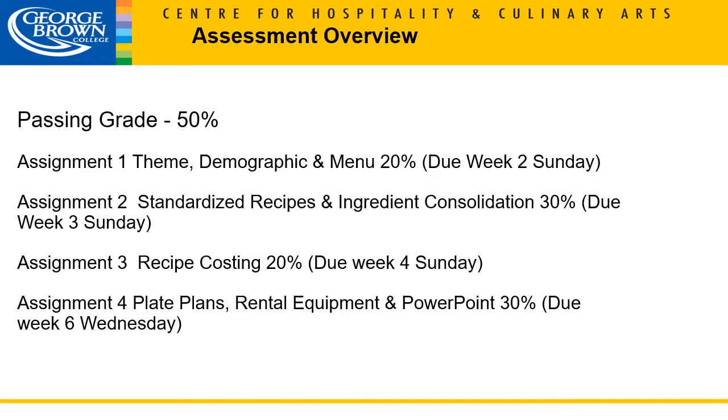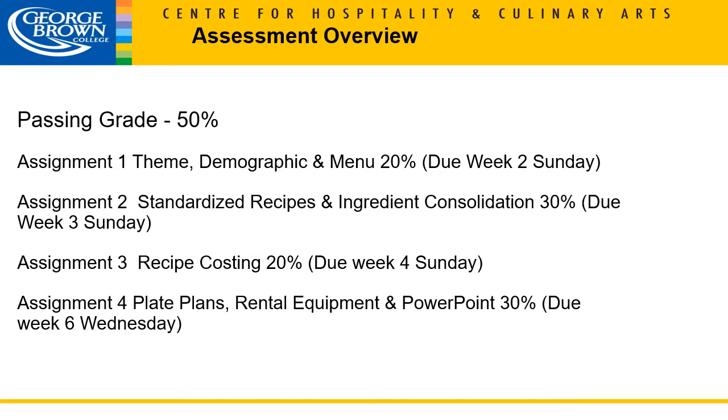transitioned. So here's your assessment overview for the next 6 weeks. First and foremost, passing grade in this course is 50%, as is all theory classes. Assignment number 1 is worth 20% of your overall grade. This is where you're going to submit a report to me communicating the theme of your business concept. So what is your business, or what do you want your business to be? Your target demographic, or your target customer, or who are the customers that come to your business, and you're going to submit a menu to me.